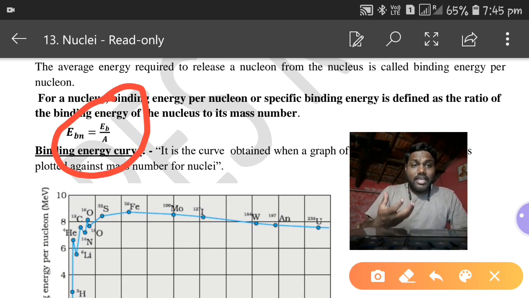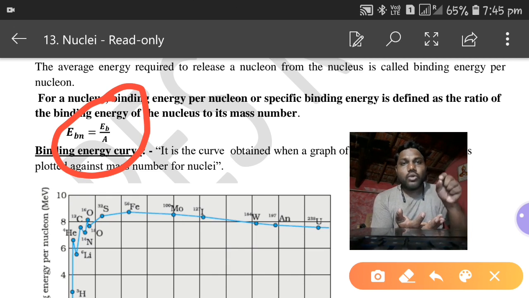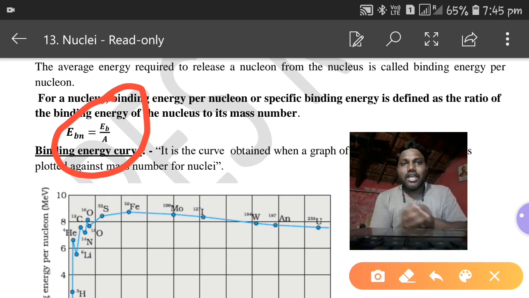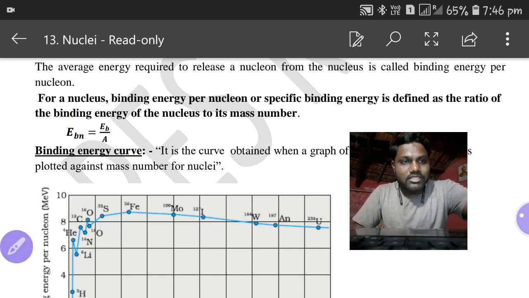Here the binding energy is the amount of energy required to break up the nucleus completely into its constituent nucleons. This is divided by the atomic mass number, which is the total number of nucleons present inside the nucleus, that is, the sum of protons and neutrons. So this ratio gives you the binding energy per nucleon, or in other words the specific binding energy. We have discussed up to this in the last class.